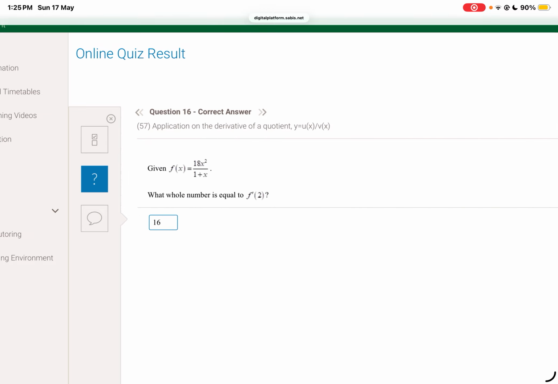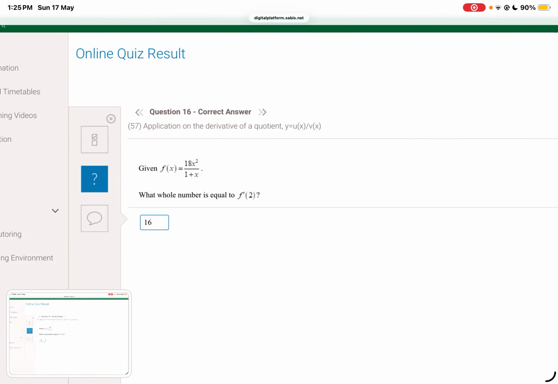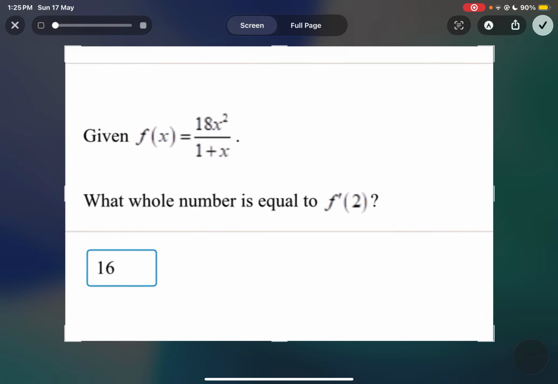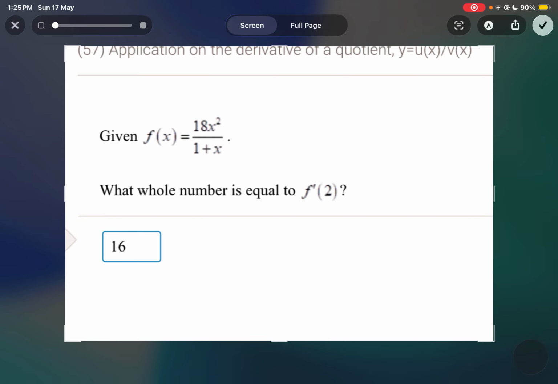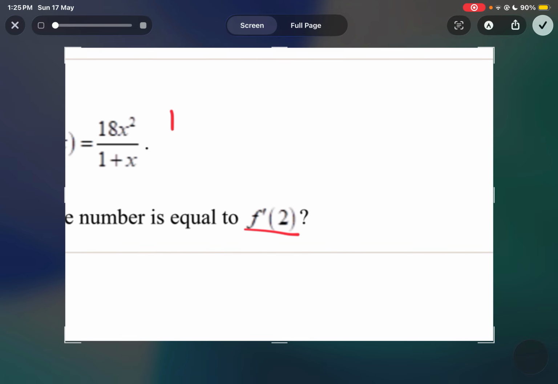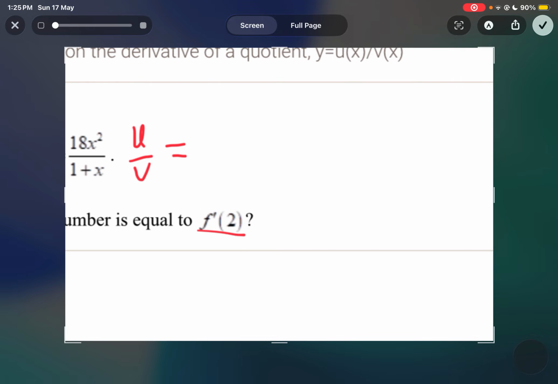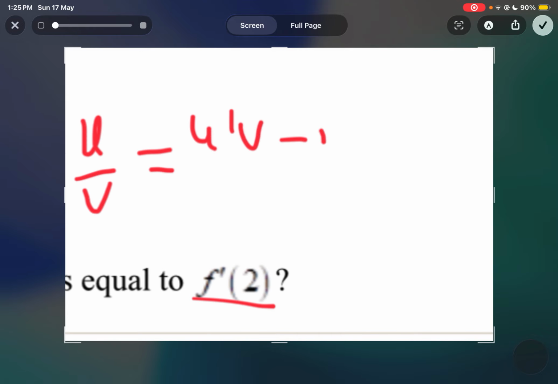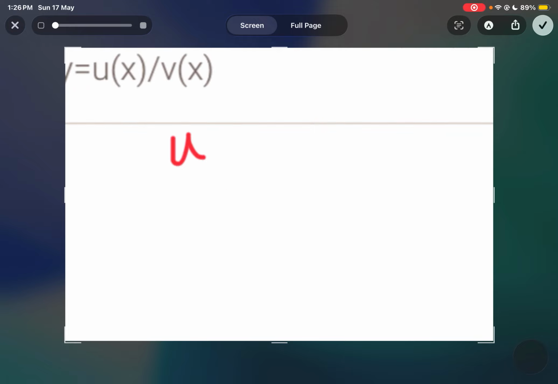Question number 16. Okay, here I'm going to solve it because it's a new topic. So here it's 18x squared over 1 plus x. They want here, this is what? u over v, okay? Which is equal to u prime v minus v prime u over v squared. So let's find. So u will be equal, v will be equal.